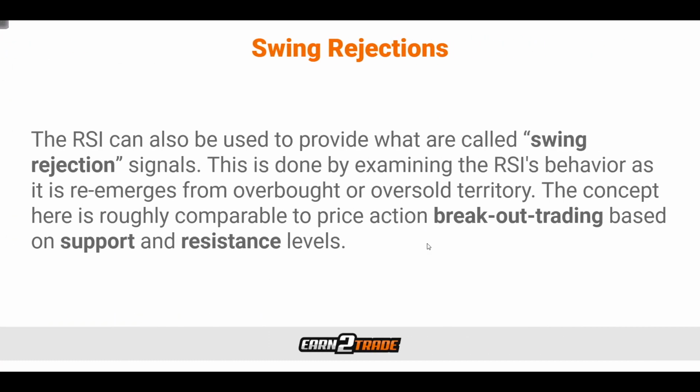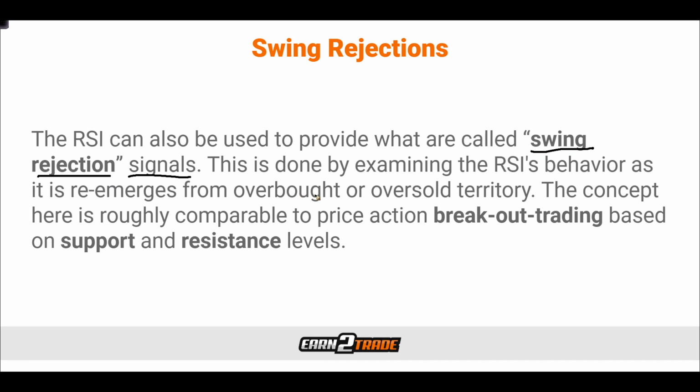The next type of strategy that comes to mind when thinking about RSI trading is going to be based around swing rejections. So the RSI can be used to provide what are called swing rejection signals, and this is done by examining the RSI's behavior as it reemerges from overbought or oversold territory. The concept here is roughly comparable to price action breakout trading based on support or resistance level breaks.